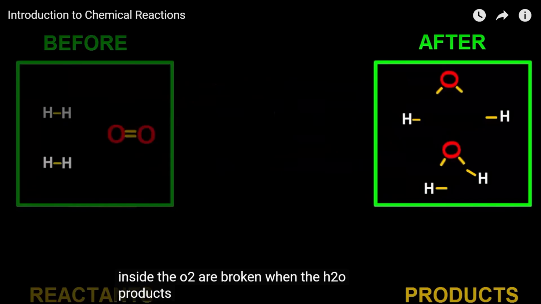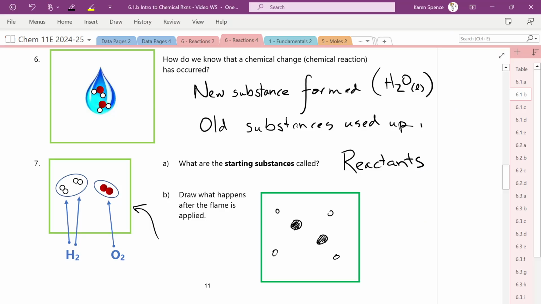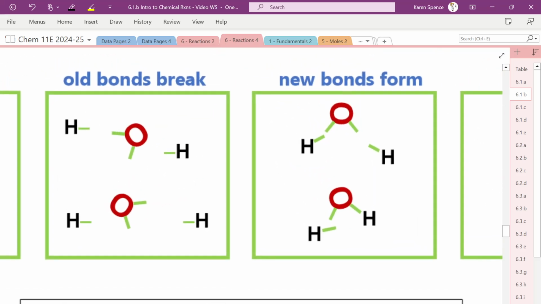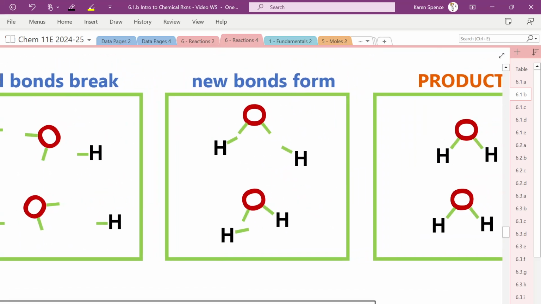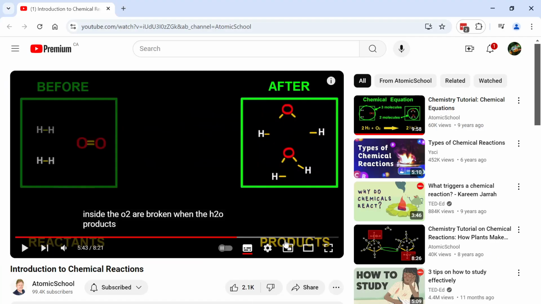And I put a "during," right? We had our old bonds breaking, and then we have our new bonds forming. So if you look on our little picture there, the old bonds are breaking, the new bonds are forming, and then we end up with our product. Yay.